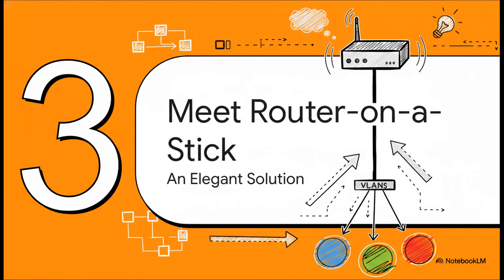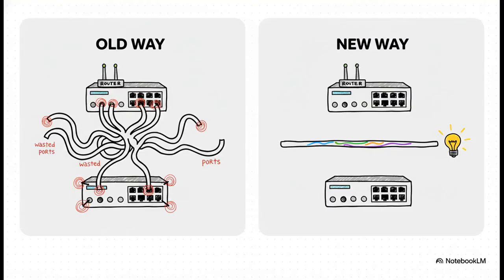So, with all that groundwork laid, let's introduce the star of the show. It's a really clever and efficient solution, and it's time to meet router on a stick. You know, back in the day, this was kind of clunky. If you wanted a router to handle two VLANs, you literally needed two physical cables running from the router to the switch, one for each VLAN. It worked, but it was a mess and a total waste of ports.